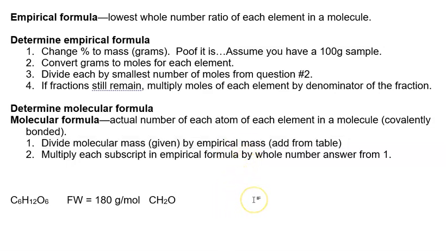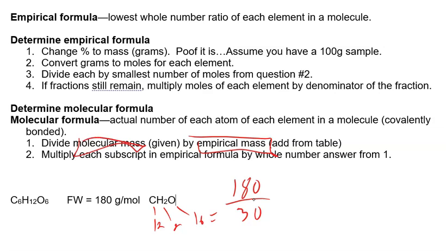Now the empirical mass is what we think of if the empirical formula was in fact a molecule. So we have 12 for the carbons, 1 for each of the hydrogens, so that's 2, and then 16 for the oxygen. So we're going to add that up and it's going to be 30. This is what the empirical mass is. If the empirical formula was 1 mole of it, it would have this. We divide that into the molecular mass or the formula weight, which will be given. And you should get a whole number out of this, and you're going to get 6.